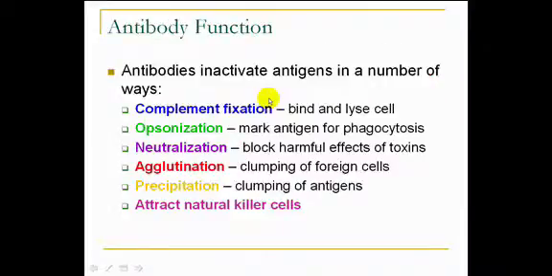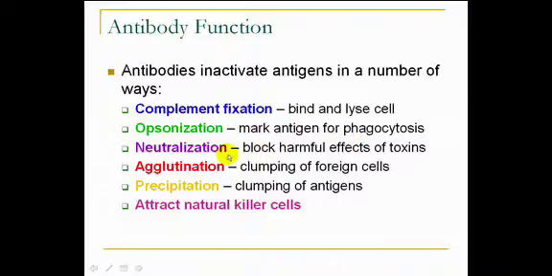So what will antibodies do? How do antibodies, these little proteins circulating in the blood, fight an infection or destroy a foreign cell? Well, antibodies can inactivate the antigen in a number of ways. One way is it can trigger the complement. So if it triggers the complement proteins, remember your complement proteins will bind and lyse the cell. The other thing is it can do opsonization, or it can work as an opsonin. We talked about the opsonins are things that bind to a cell and mark it for phagocytosis.